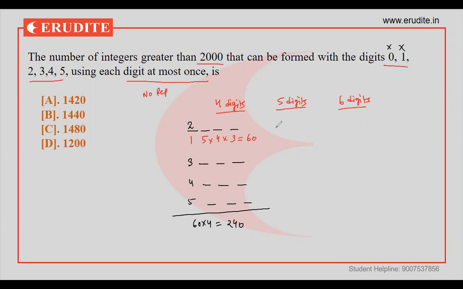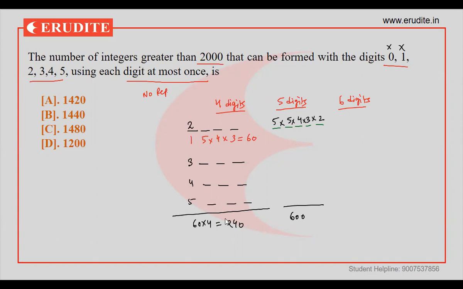Now, work on 5-digit numbers. We cannot start with 0, guys. I can start with 1, 2, 3, 4, 5, any number, so there are 5 possible numbers here. Then in the second place, we can place 0 as well, so 5 numbers are possible here, then 4, 3, 2. So total how many, guys? 25, 100, 600. So there are 600 5-digit numbers which are more than 2000.